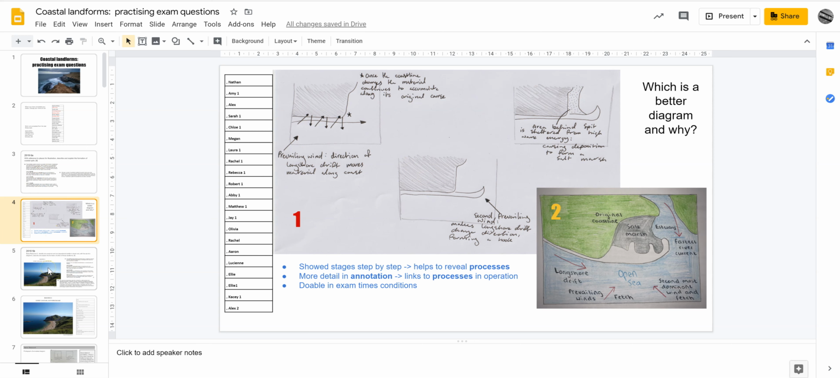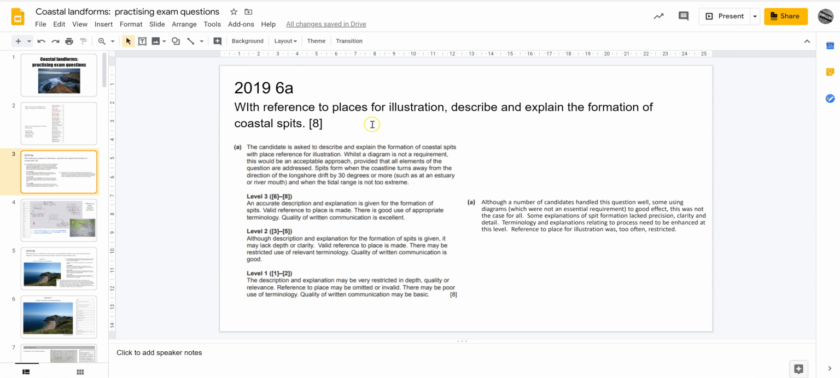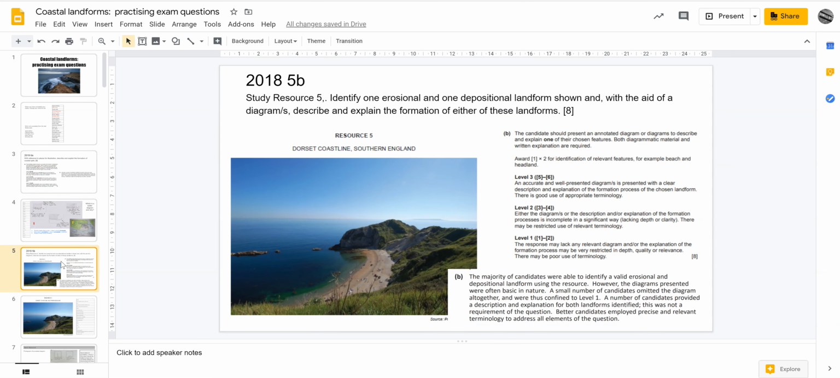But the next thing that I wanted to do then, having modelled that approach, is to guide them into this question here to give them a little bit more practice. Now, the first question was relatively simple. Describe and explain the formation of coastal spits. So they've identified that. The students just simply need to recall what's in their heads and put that down. This is an application task. And it's a very useful task for me to ascertain the extent to which the students are grasping and understanding this. Study resource 5, this photograph.